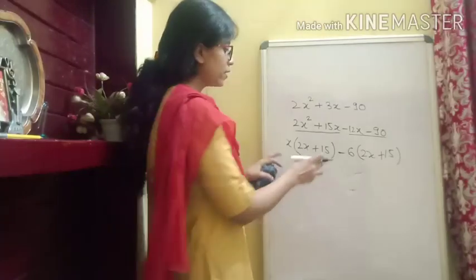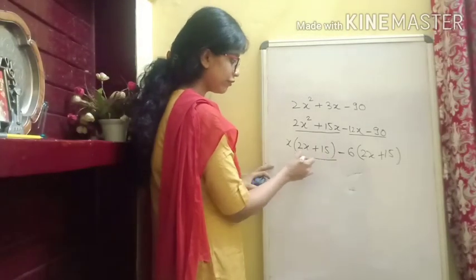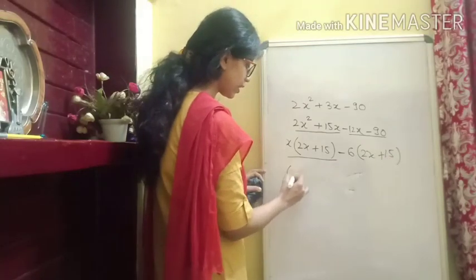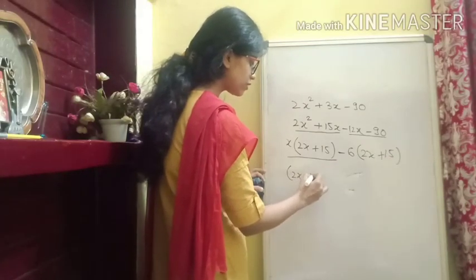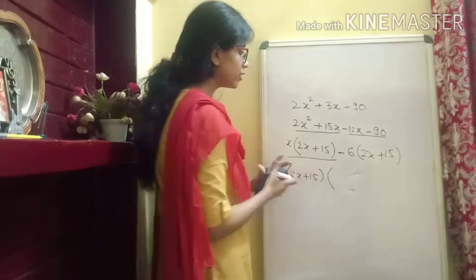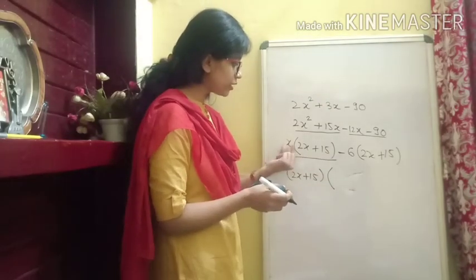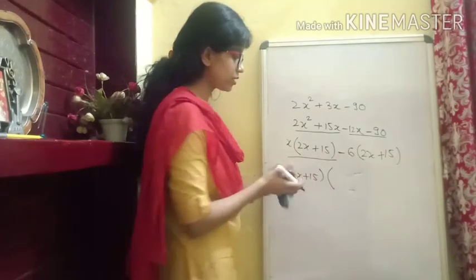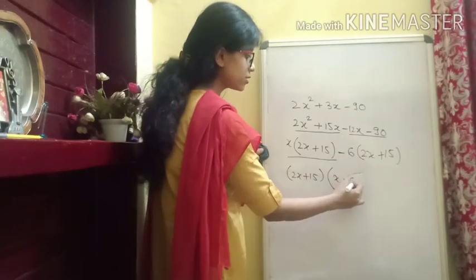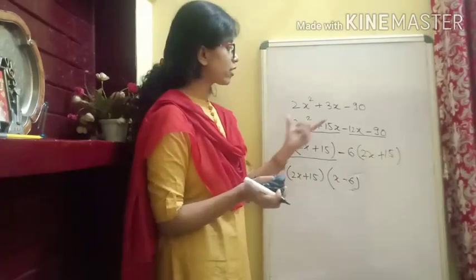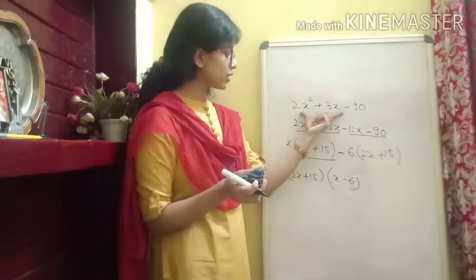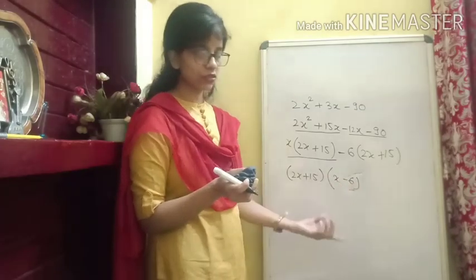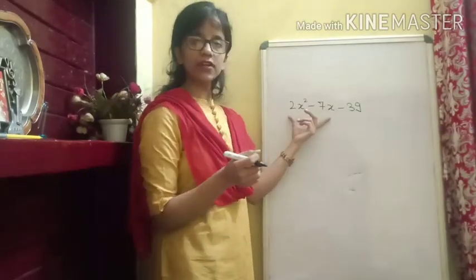Is it clear? Now what is again common? In the first term we have this bracket 2x plus 15. In the second term again we have this bracket, so we can take 2x plus 15 as common. Further, what are we left with? In the first term we are left with x. In the second term, we have minus 6. That is x minus 6. So this is how we have factorized the given trinomial, that is 2x plus 15 and x minus 6. Is it okay? Okay, here we have another trinomial.